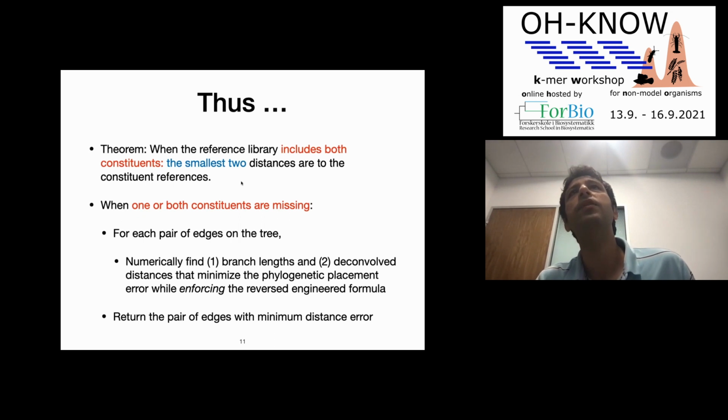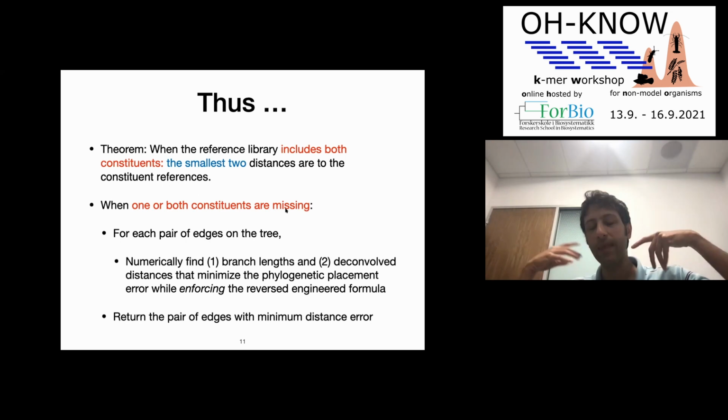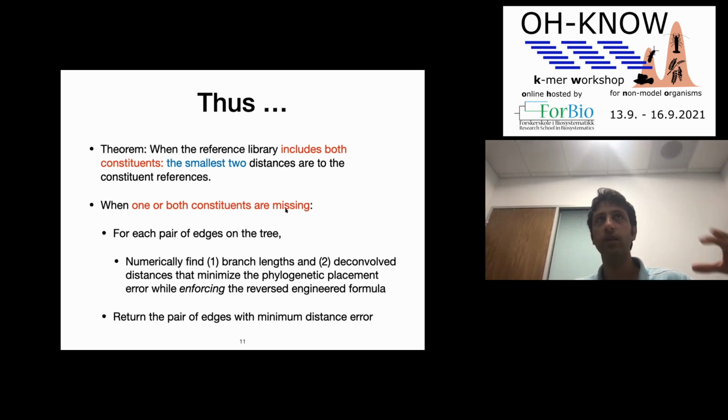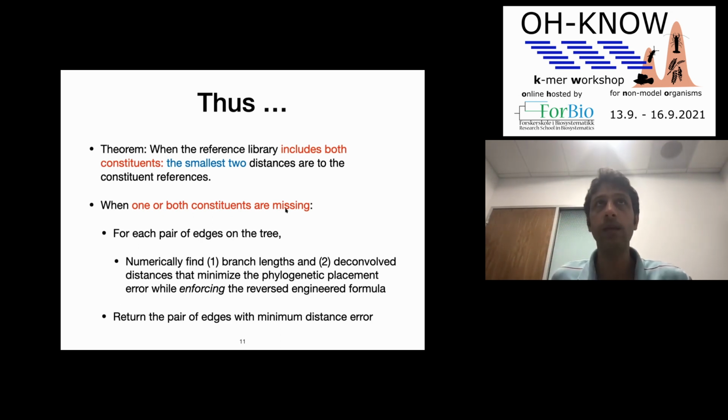Now, what if one or two of them are missing? Basically, we take that reverse engineered formula and we try to find the best placement that matches that reverse engineered formula. Let me say that in a slightly more precise way and skip all the details.